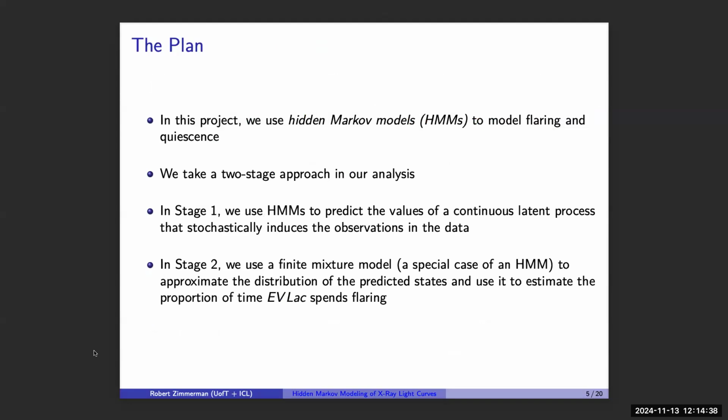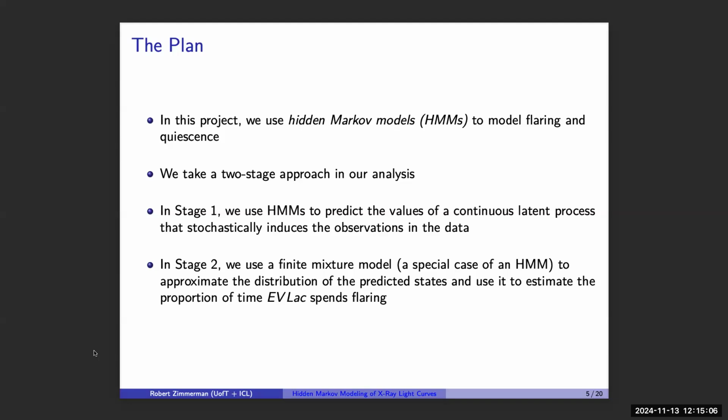And what we do in this project is we use hidden Markov models in order to model the states of flaring and quiescence. More specifically, we take a two-stage approach. In the first stage, we use hidden Markov models to predict the values of some continuous process taking place inside the star. That process, in some sense, induces the observations that we see in those light curves. I'll explain what I mean by that more specifically on the next slide.